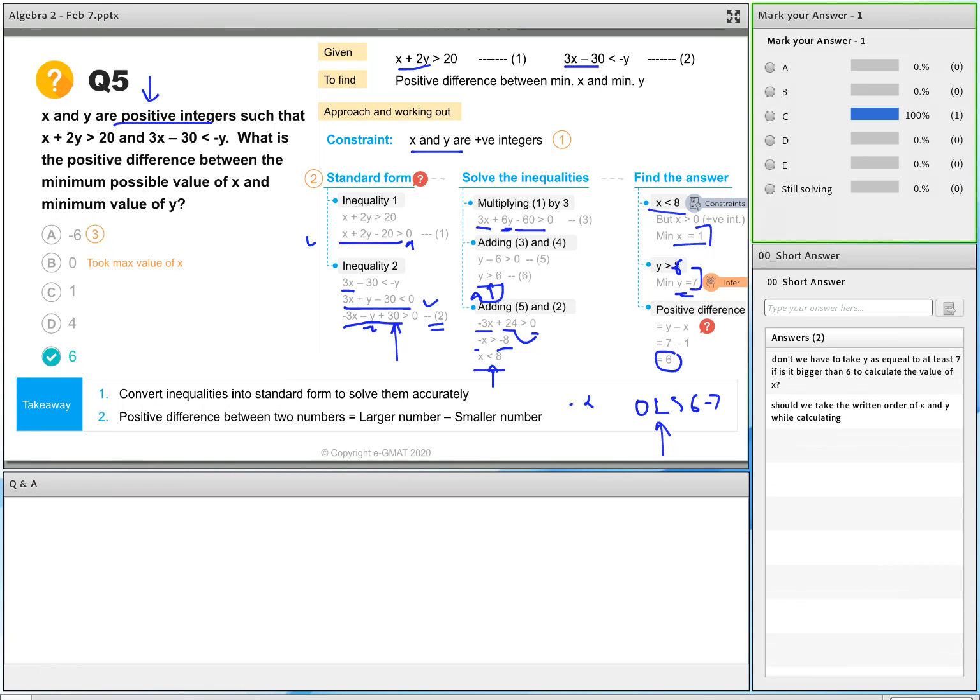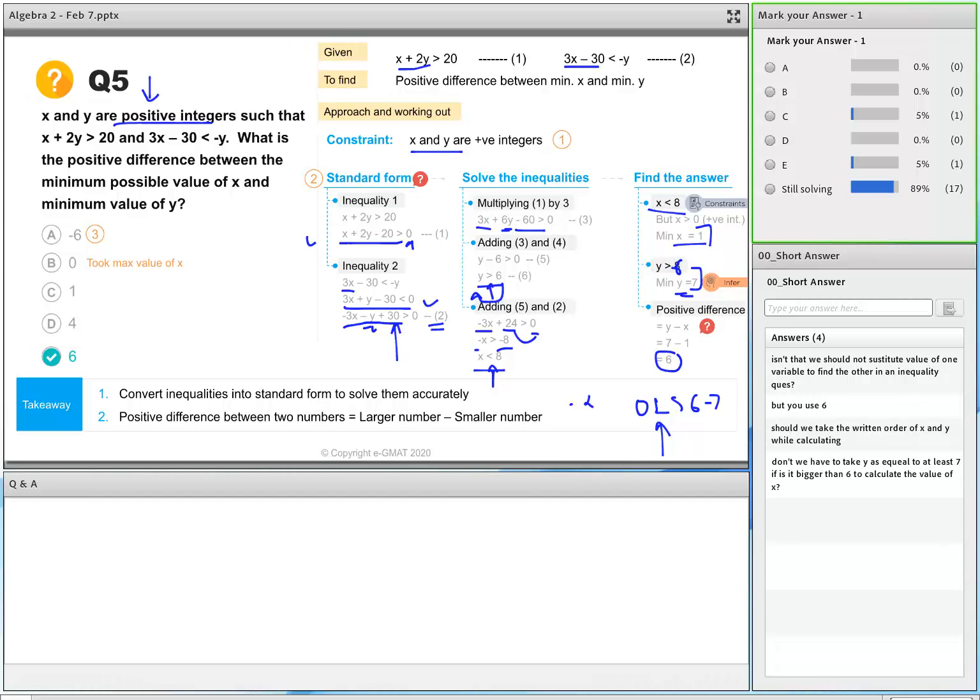Okay, I have two more questions. Don't we have to take y as at least 7 if it's bigger than 6 to calculate the value of x? No, again, we don't have to place the value of y with respect to x. X has an independent value, y has an independent value. Since y is greater than 6, the minimum value would be equal to 7. Should we take the written order of x and y while calculating? Not really. But you used 6? No, I did not use 6 again. I used 7 over here. Y is greater than 6, but the value of y should be equal to 7, no?